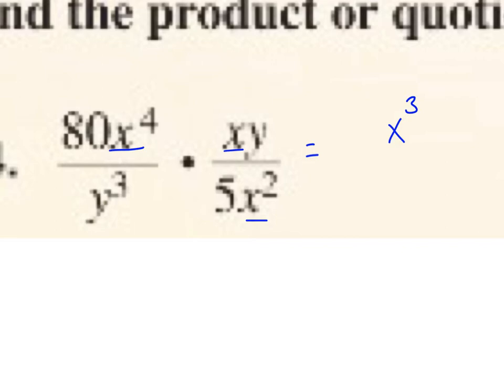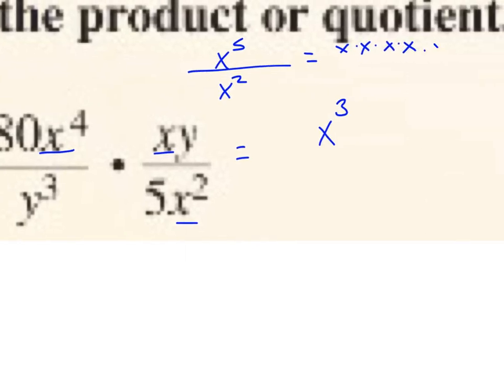If you wanted to, you can write this out. We have x to the 5th on top over x squared. Since we are dividing and the base is the same, you just subtract. Or you could write it out like this: x times x times x times x times x on top over 2 on the bottom. Then 2 of them cancel out. There are different ways you could do this, however you see it. So that's our x's.